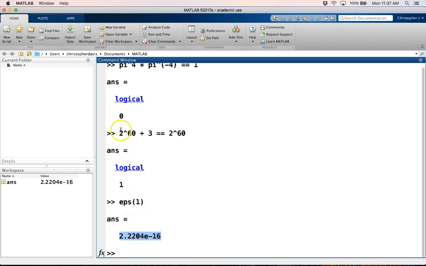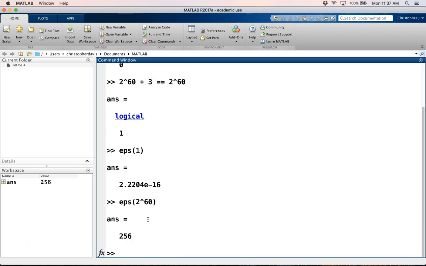So how can this eps help me understand this result up here? Well, let's look at eps of 2 to the 60. So what's that telling me? It's telling me that every number between 2 to the 60th and 2 to the 60th plus 256 is going to be rounded either down to 2 to the 60 or up to 2 to the 60 plus 256. So in particular, 2 to the 60 plus 3 gets rounded down to 2 to the 60.